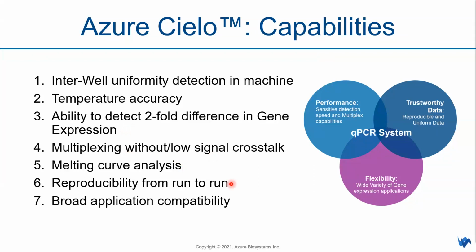Reproducibility from run to run: the machine has been tested for continuous 1,000 runs. We plotted every 100 runs to show that the Cq and the coefficient of variance are very, very low.